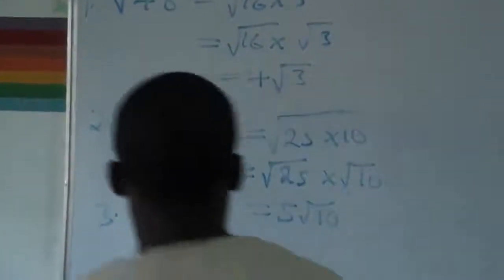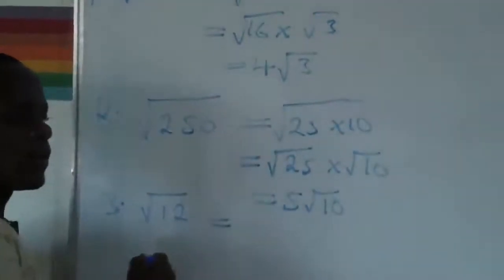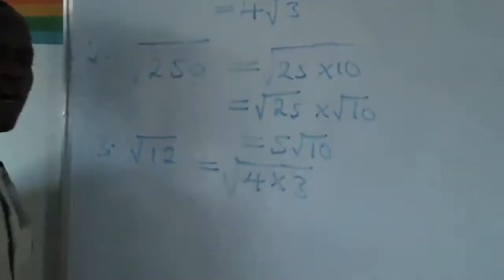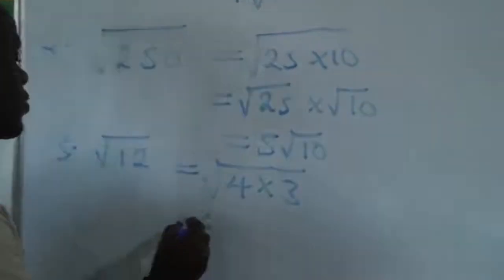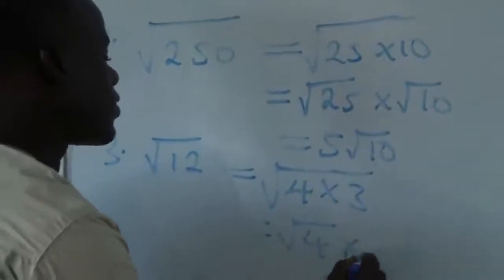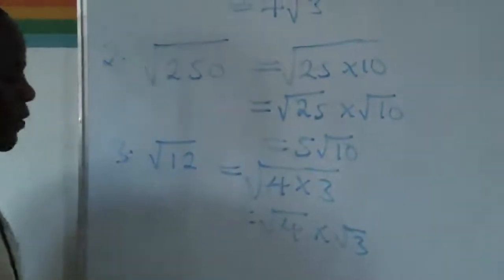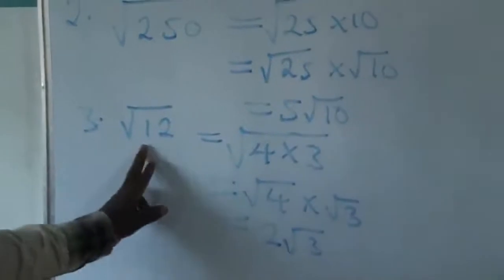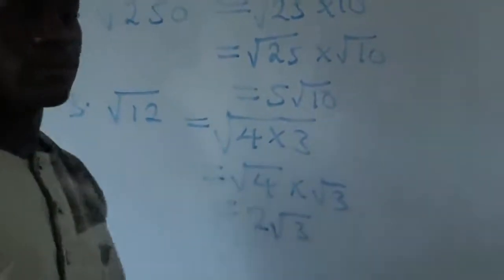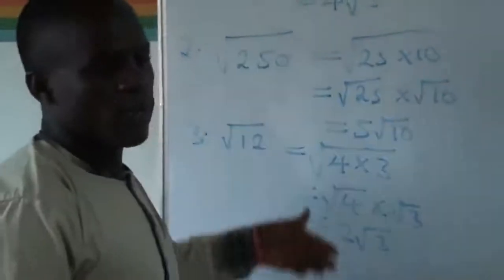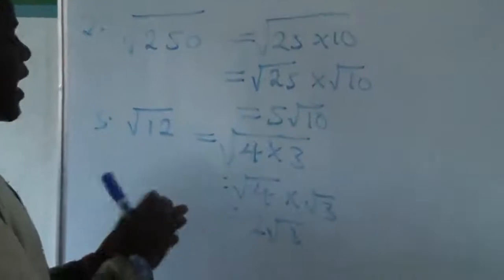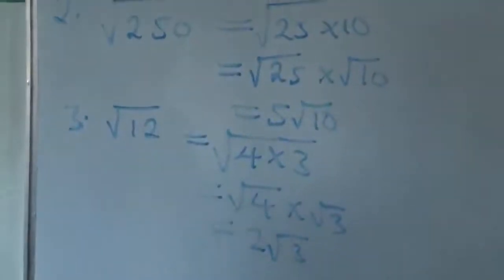Okay. You will check 12. You have 4 times 3. Is that what you have? Alright. So this will be square root of 4 times square root of 3. What is the square root of 4? 2. And 3 is not a perfect square. So the basic form of 12 is 2 root 3. Have a look at this. When you go into other simplifications, you need this to understand how you either add or subtract surds.